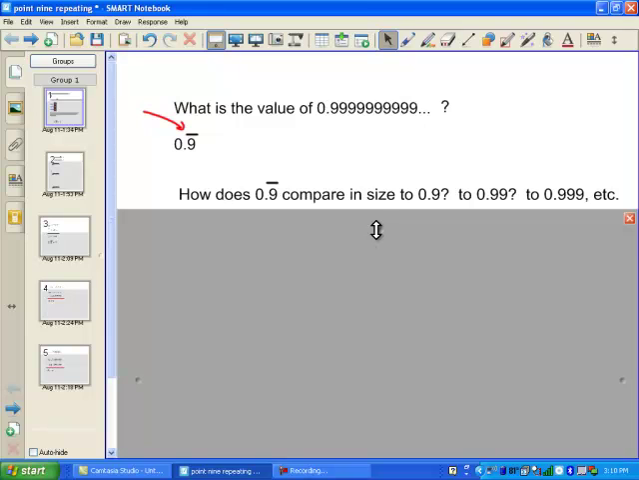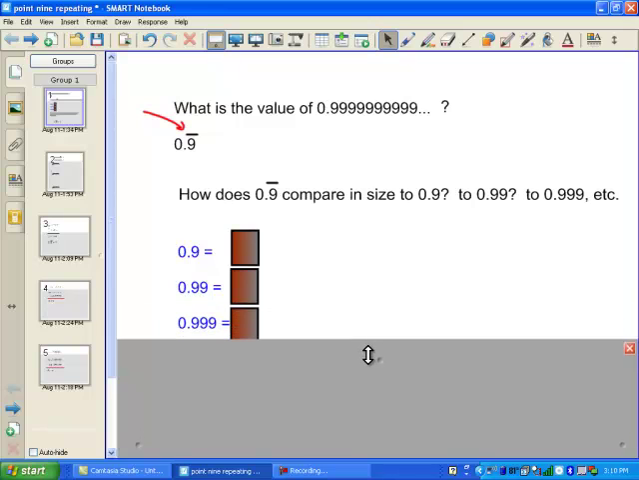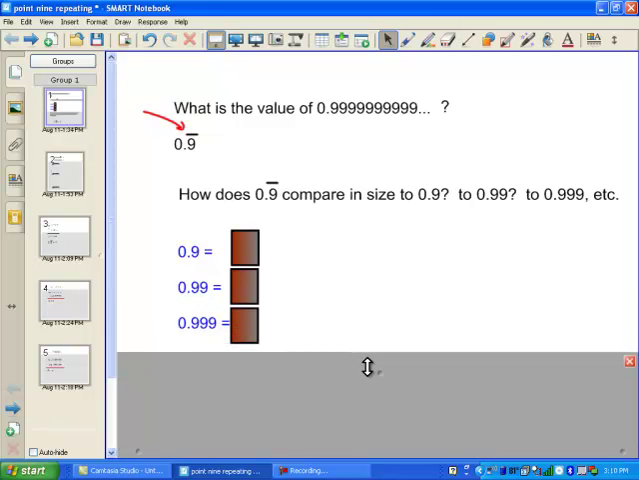In order to do that, let's first talk about how 0.9 repeating compares in size to these decimal numbers, 0.9, 0.99, 0.999, etc. I think you should be able to convert each of those decimals into fraction form. 0.9 converted to a fraction is of course 9/10. 0.99 converted to a fraction, 99/100ths, and 0.999 converted to a fraction, you guessed it, 999/1000ths.